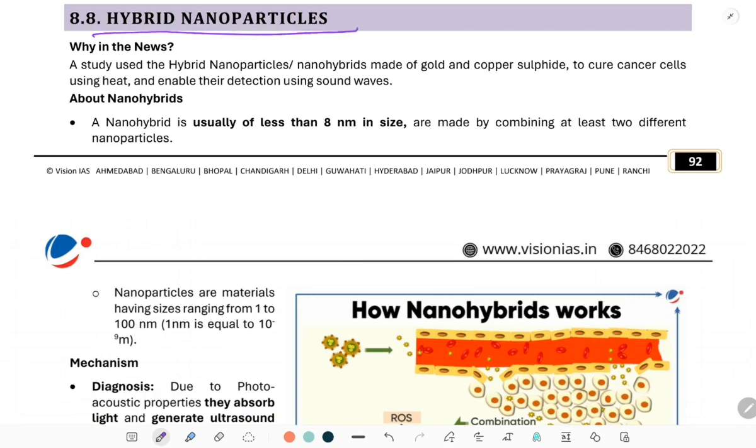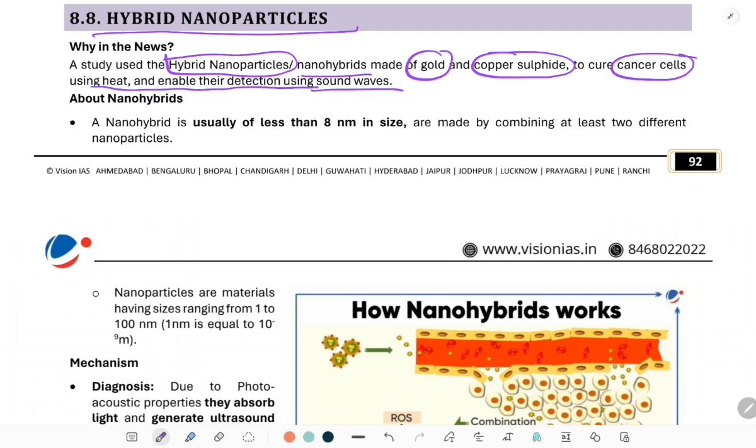Next, we'll see hybrid nanoparticles. A recent study used hybrid nanoparticles or nano hybrids made up of gold and copper sulfide to cure cancer cells using heat and enable their detection using sound waves. We'll see about these nano hybrids. They are usually less than 8 nanometers in size, made up of combining at least two different nanoparticles or materials having size ranging from 1 to 100 nanometers.